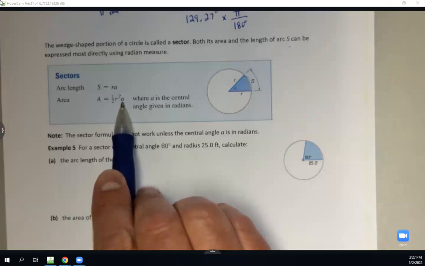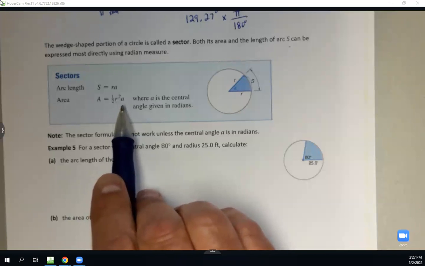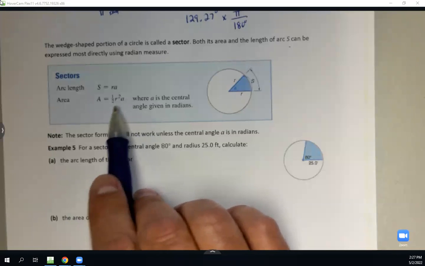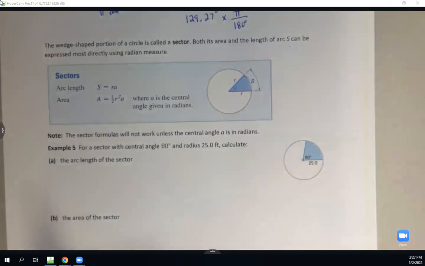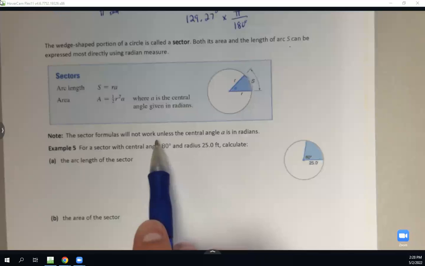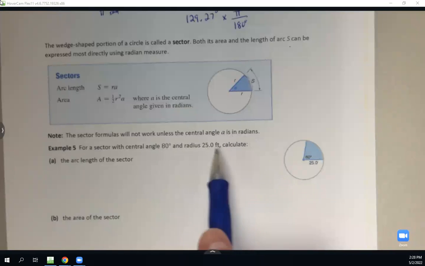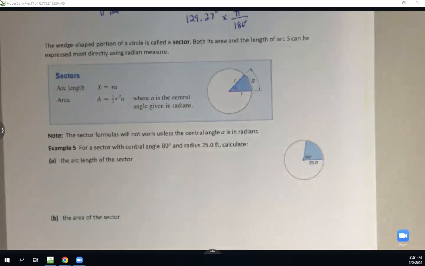Does that make sense? So again, it's kind of like pi r squared that we used before, except that's going to be converted. It's the proportion of the circle that it's taking up, which is going to be the angle in radians. Note, the sector formula will not work unless the angle A is in radians. So if you have the angle in degrees, you're going to have to convert the angle to radians in order to be able to use these two formulas. Okay, so that's my biggest caution for you.